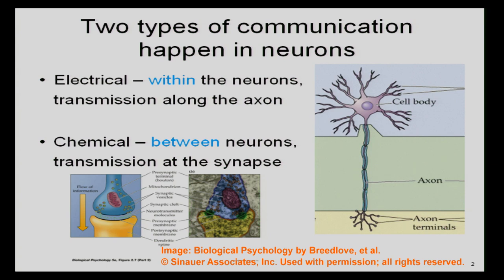Okay, here we go. So electrical happening all through here, from the dendrites all the way down, and then chemical from the axon terminals to the postsynaptic terminals on the next cell right here.